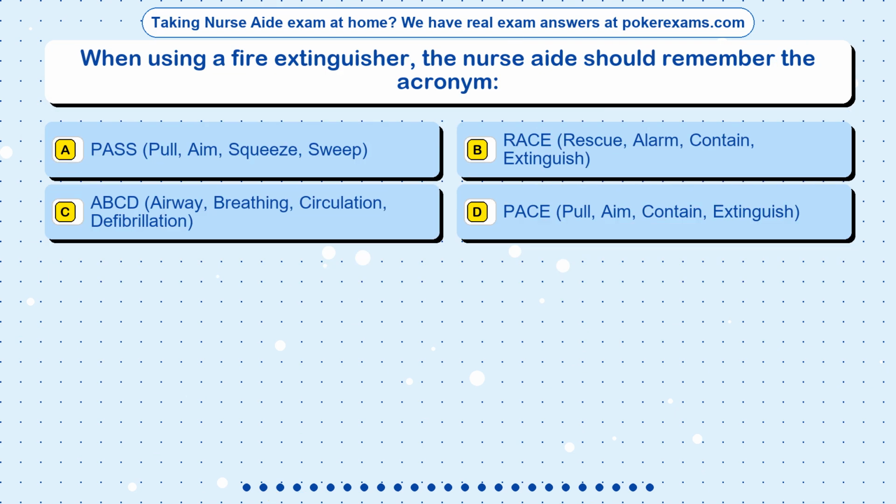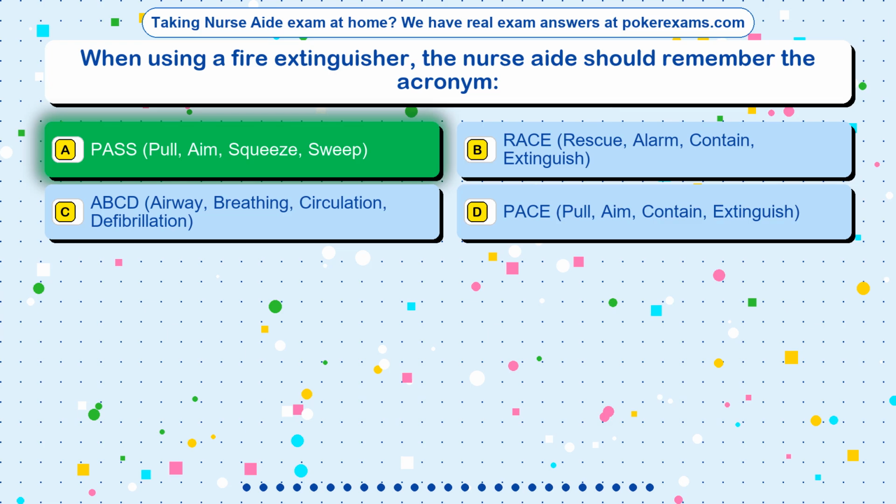Question 24. When using a fire extinguisher, the nurse aide should remember the acronym. Option A: PASS, pull, aim, squeeze, sweep. Option B: RACE, rescue, alarm, contain, extinguish. Option C: ABCD, airway, breathing, circulation, defibrillation. Option D: PACE, pull, aim, contain, extinguish.